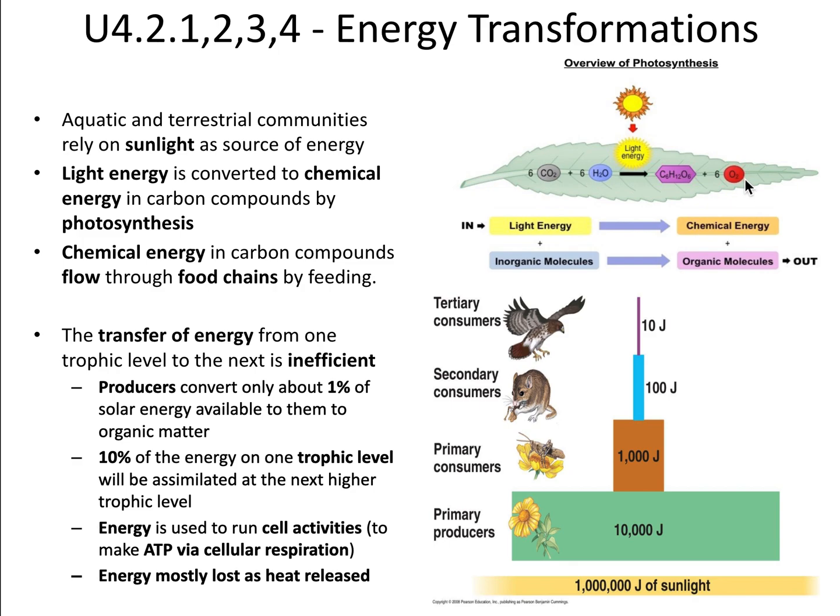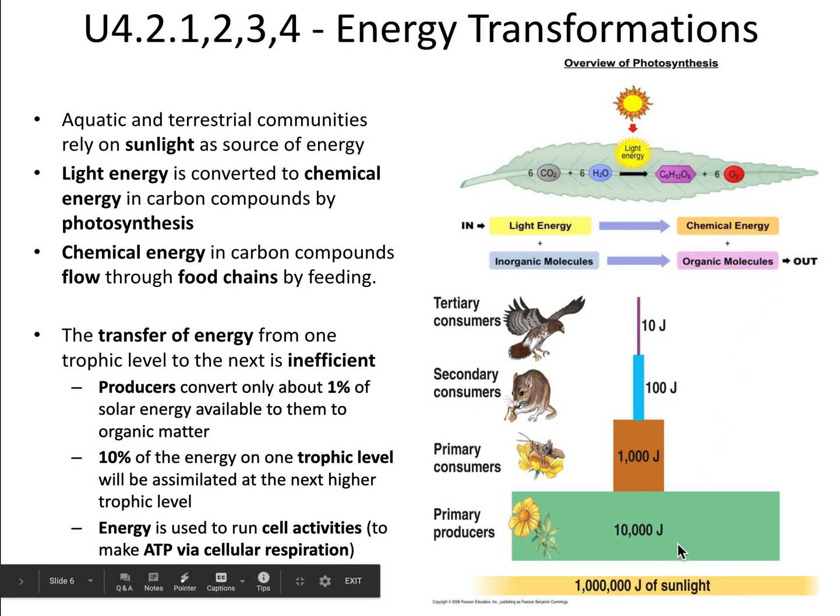So through this process, the matter is cycled from light energy to chemical energy, and then back again. So it's always going from inorganic molecules to organic molecules, to inorganic to organic. Carbon is, but the energy is not. Okay, so the chemical energy eventually runs out and has to be created again. So that goes to our third understanding. Chemical energy in carbon compounds flow through food chains by feeding. So remember, flowing runs out. So eventually, and that's what this pyramid's for here, you're going to see that the plant makes its own energy, okay, and then it flows through the different consumers.